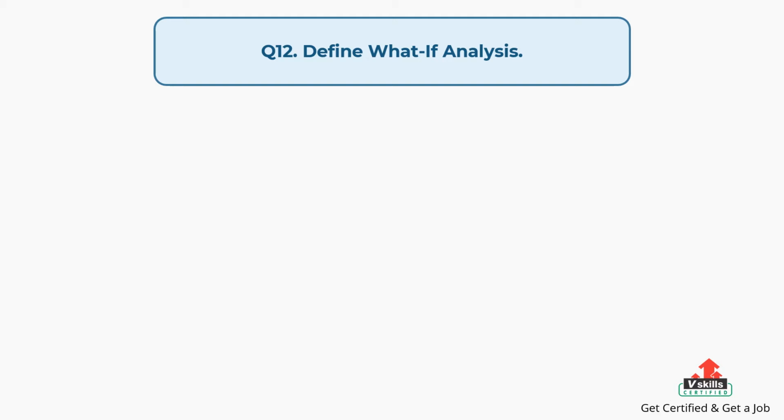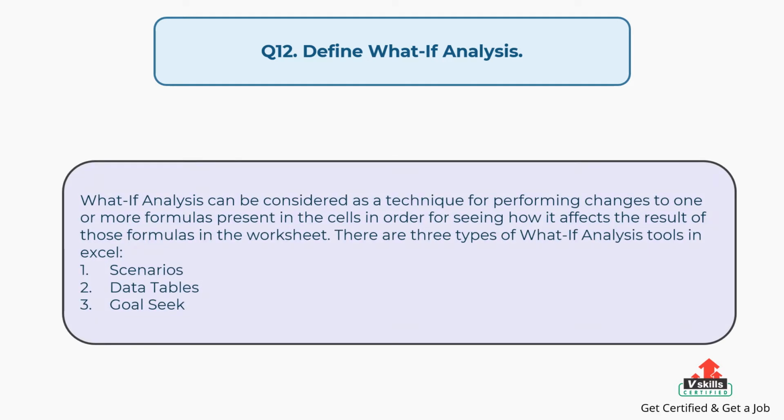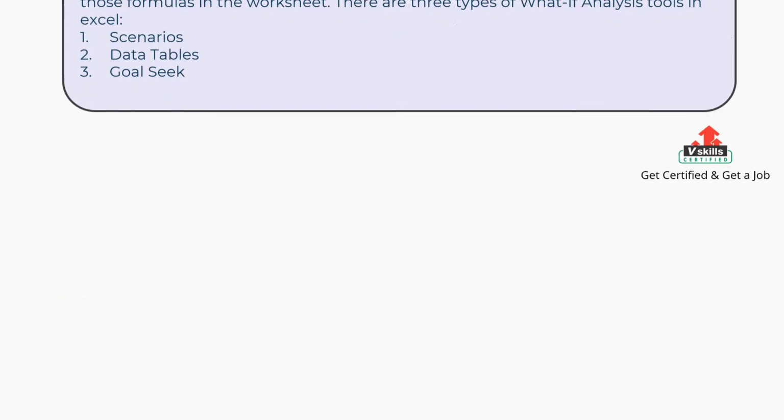Question number 12. Define what-if analysis. The answer is, what-if analysis can be considered as a technique for performing changes to one or more formulas present in the cells in order for seeing how it affects the result of those formulas in the worksheet. There are 3 types of what-if analysis tools in Excel: scenarios, data tables, goal seek.